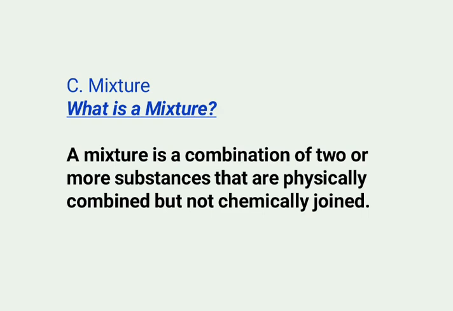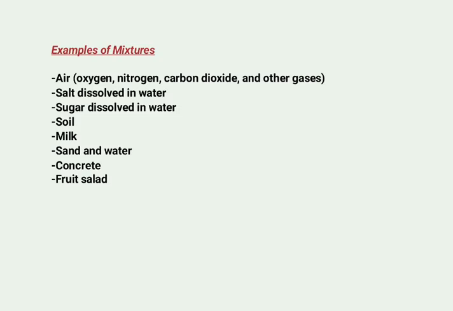So the C part is mixture. What is a mixture? A mixture is a combination of two or more substances that are physically combined but not chemically joined. There are examples of mixture.